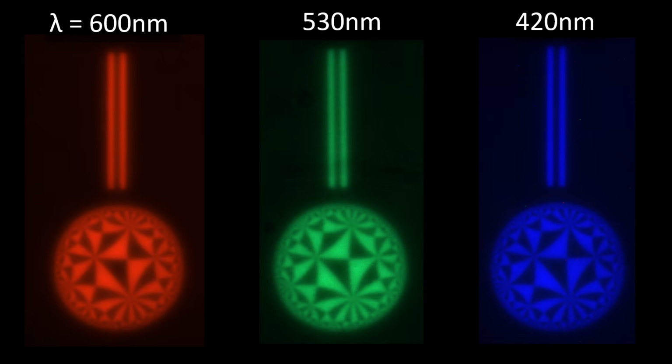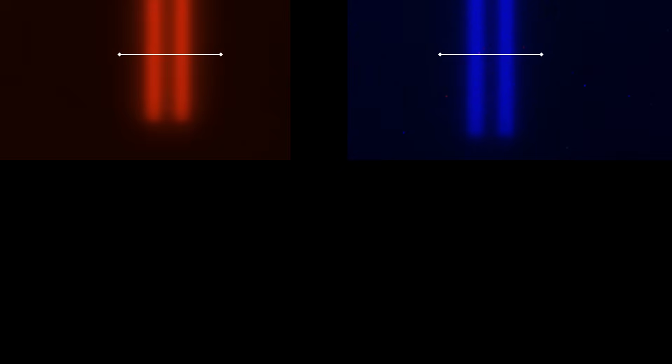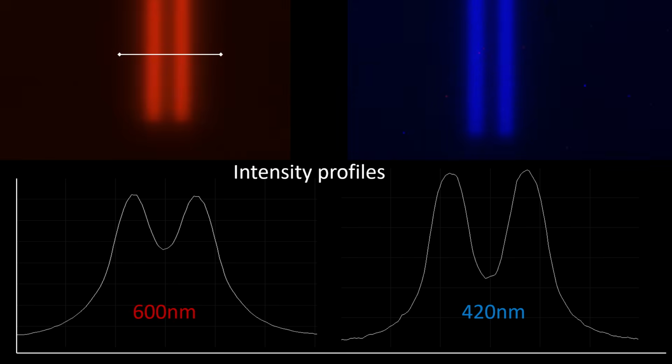I admit that it's hard to see, so I try to quantify the effect here in the line and space pattern. Here I've plotted the intensity profile over these lines, and it's very clear that when using blue light, the picture has better contrast and definition compared to the one in red.